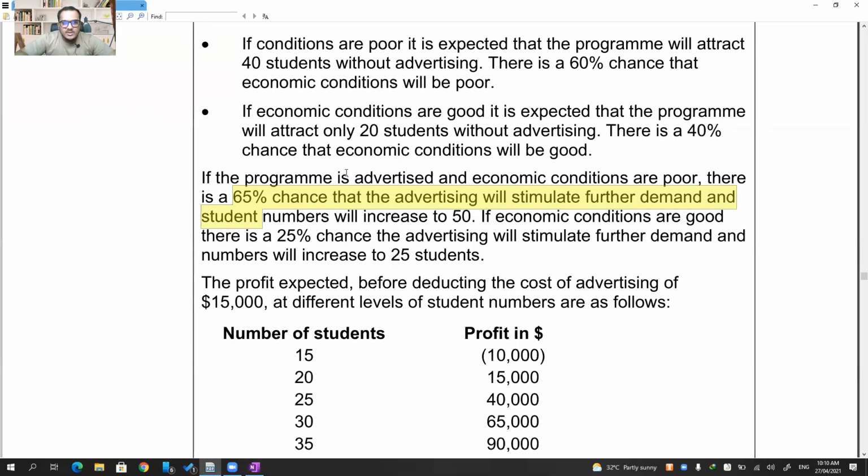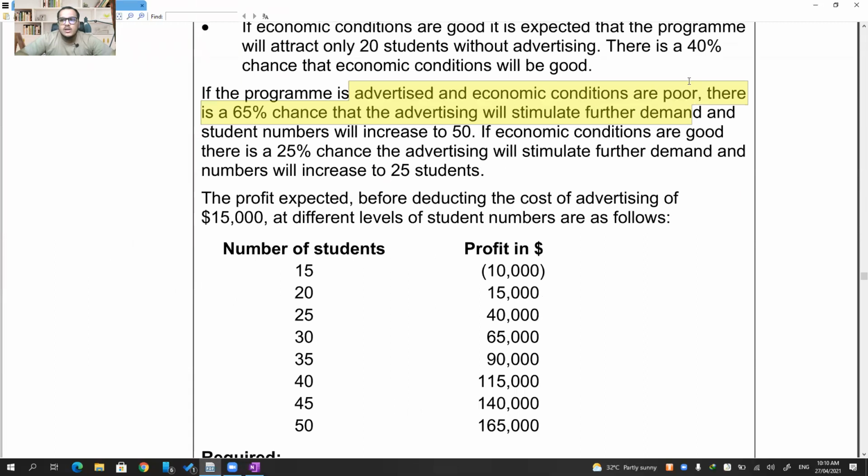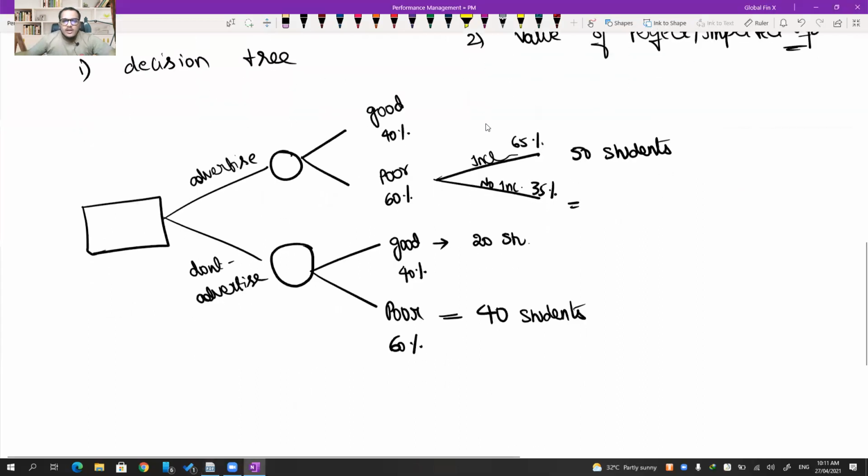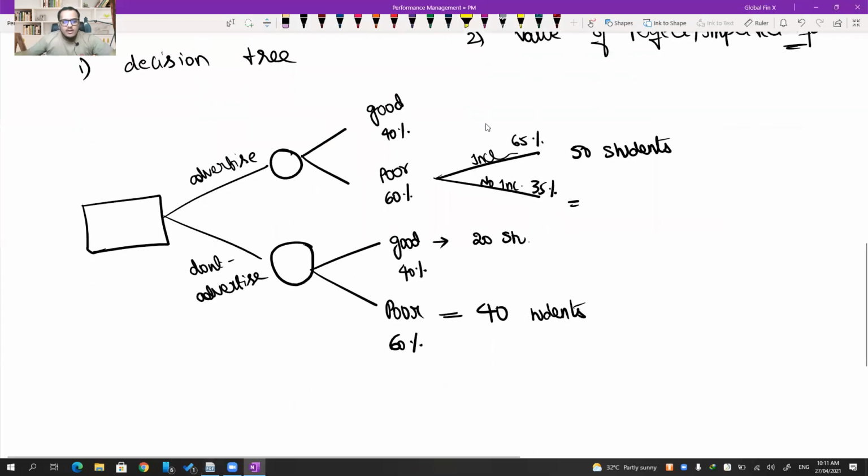See, if the program is advertised and the economic conditions are poor, then 65% chance is there that advertisement will stimulate further demand, and the number of students will increase to 40. If there is no increase, the number of students will remain 40 only. If economic conditions are poor and the number of students is not increasing, then the number of students will be 40 only, the same as without advertisement.